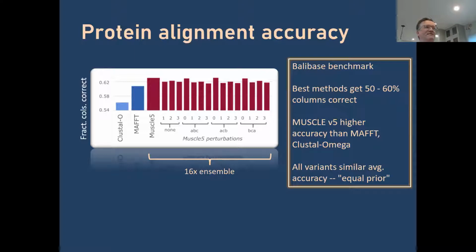And you'll see on the left, those blue bars, that's the state of the art, that's Clustal Omega and MAFFT. And you'll see that MUSCLE 5 with the defaults, that's the fat red bar, has higher accuracy than the state of the art. And what's also very important is any of the replicates, you can perturb the guide tree, you can perturb the HMM parameters, it's essentially the same accuracy. I'm not degrading accuracy by making these variants. So there's no reason to prefer the default parameters over anything else.